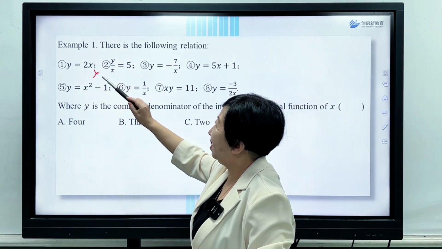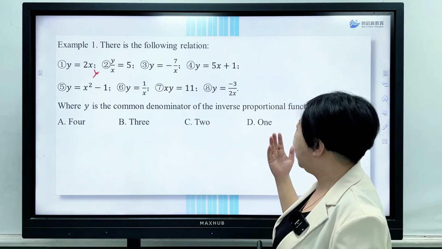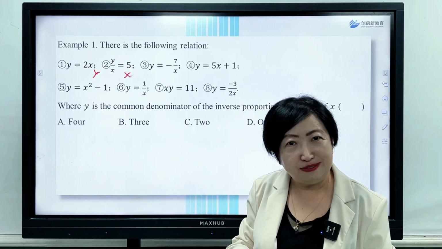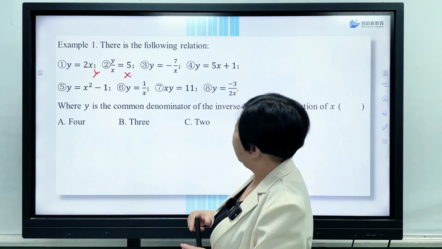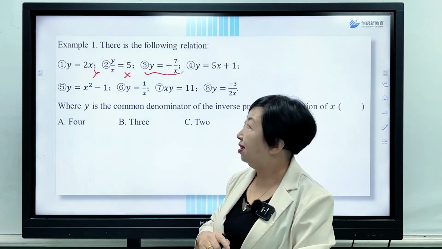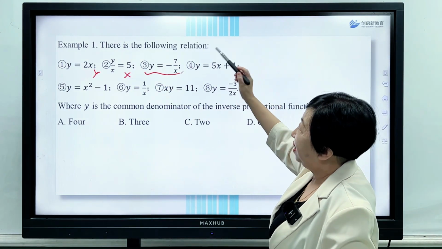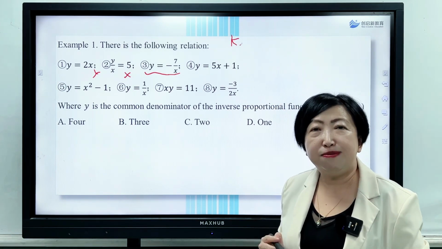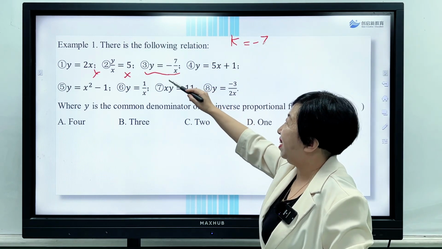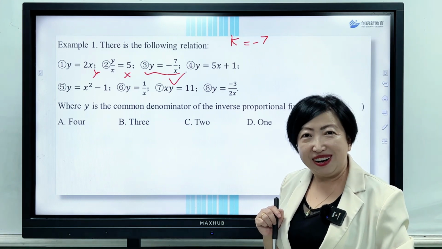The second, y divided by x equals 5. Of course, it's another proportional function. It's not an inverse proportional function. The third, y equals -7 divided by x. Here the inverse k means -7. Of course, here is a right inverse proportional function.